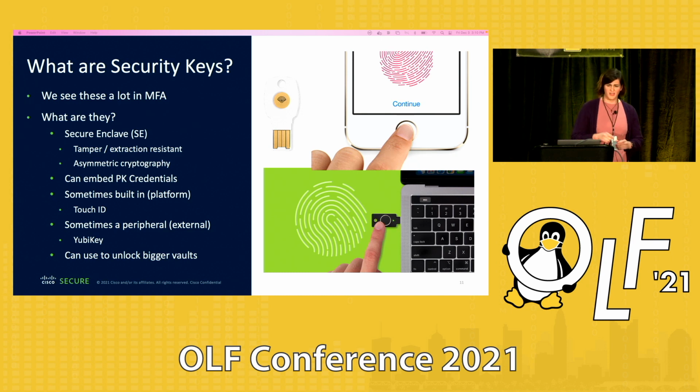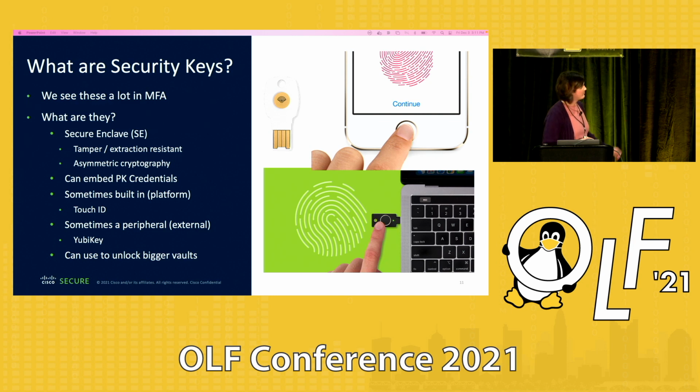They can also embed resident key credentials, which we'll talk about, which is basically not just passwordless, but also username-less authentication. Sometimes they're built in, your Touch ID on your MacBooks or on your iPhones, or your fingerprint and face unlock for your Androids. Sometimes they're peripheral, such as your YubiKeys, and sometimes they can be used to unlock even larger vaults. So you can imagine something like using Touch ID to get a decryption key to unlock your hard drive.